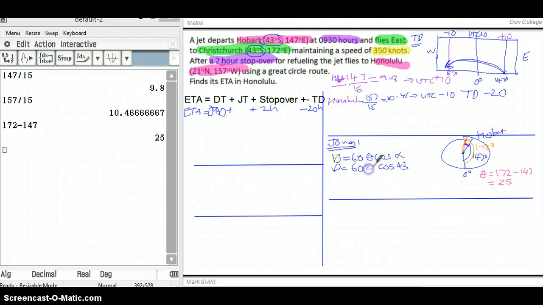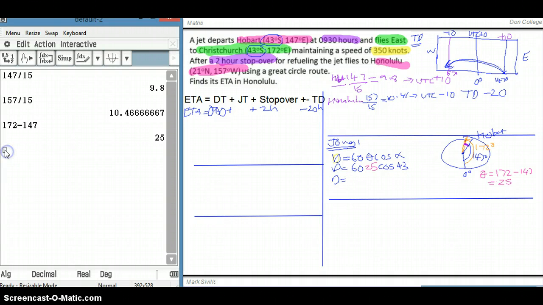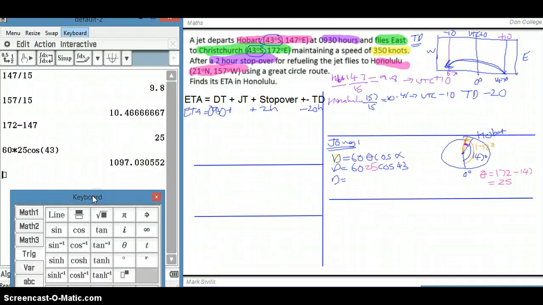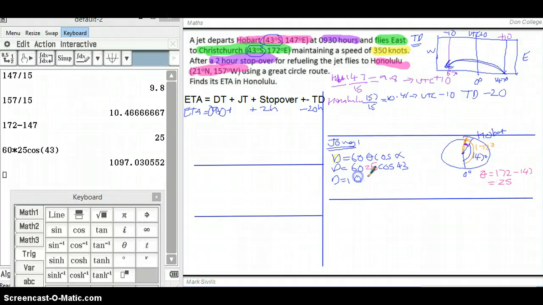So that goes in here. That's 25. We can then work out what the distance is. So our final distance is going to be 60 times 25 times cosine of 43. So we get 1097.03, and don't forget what we're measuring in here. This is nautical miles. So 1097.03 nautical miles. Excellent. Okay, that's the first distance.